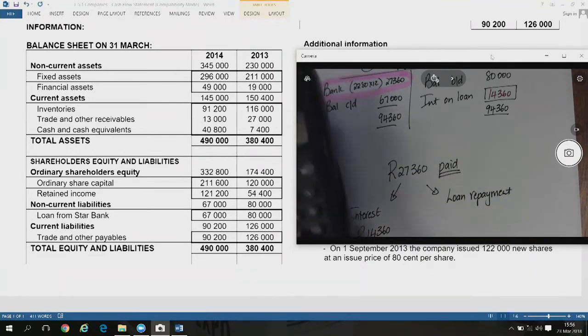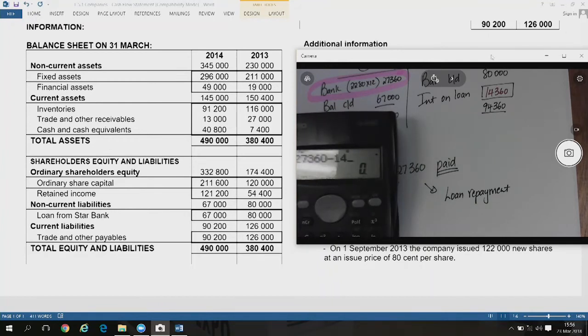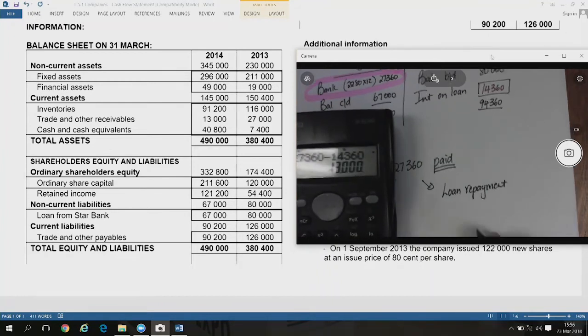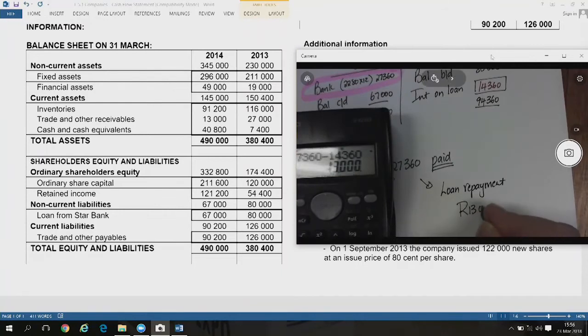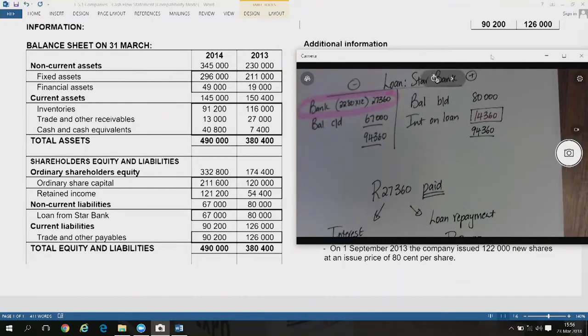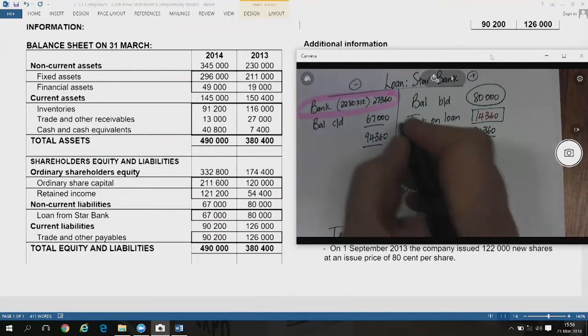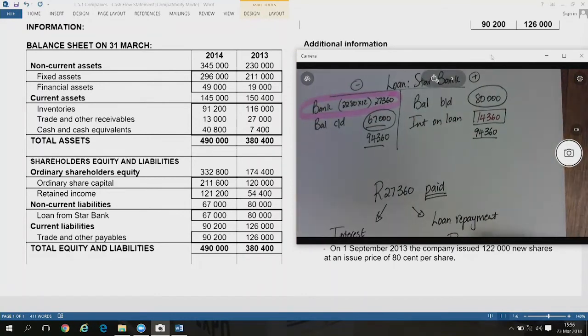So if you take the 27,360, and you minus the 14,360, it gives you 13,000. So we paid back on our loan 13,000 rand. And you can see that, because that is the difference between the balance at the beginning of the year and the balance at the end of the year. So that equals 80,000 minus 67,000.